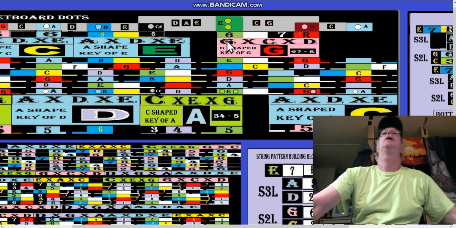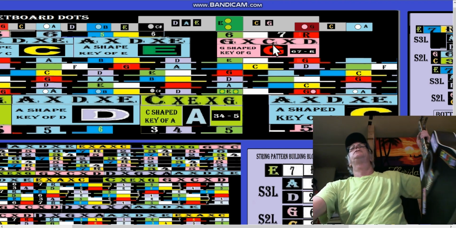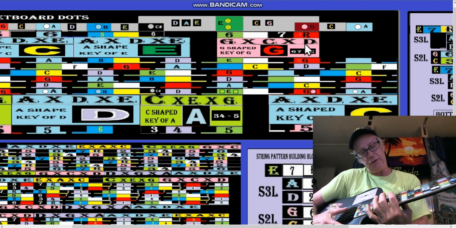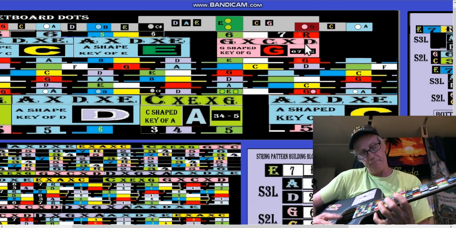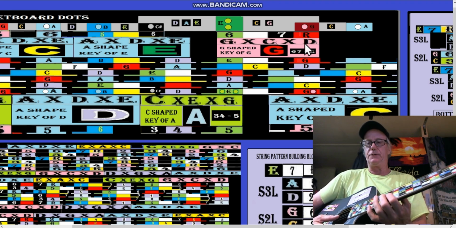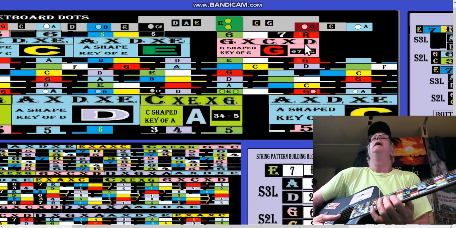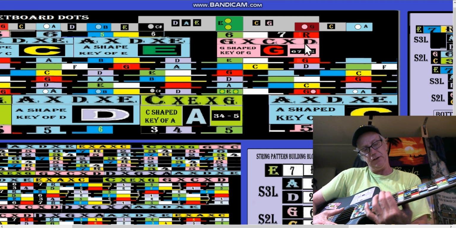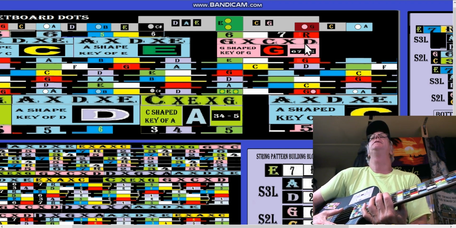Okay, so it would be like a G-shaped G, a C-shaped C, and a D-shaped D. But from that top E dot there, that G-shaped G would be like this. Okay, so there's the F sharp. Everything else should pretty much fall into place. The C-shape is going to be a C-shape. It should be a C.